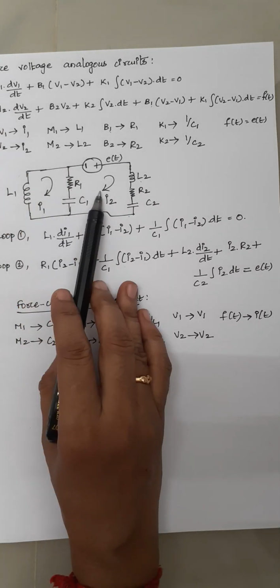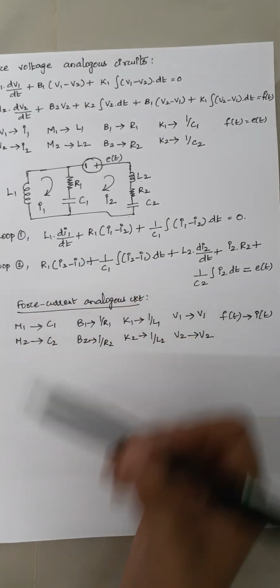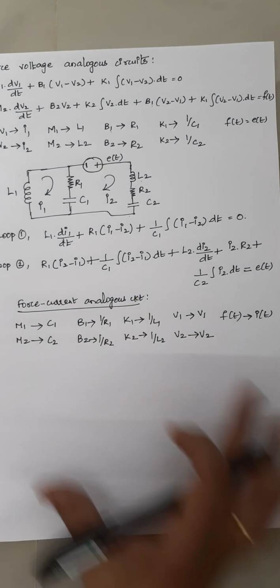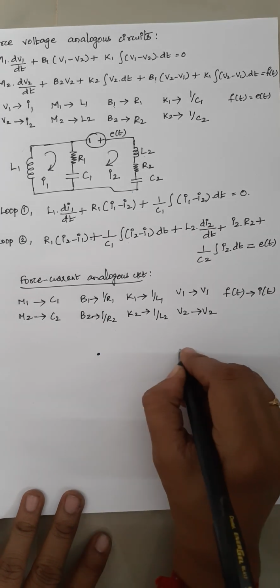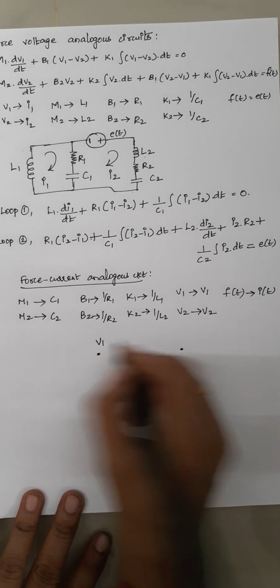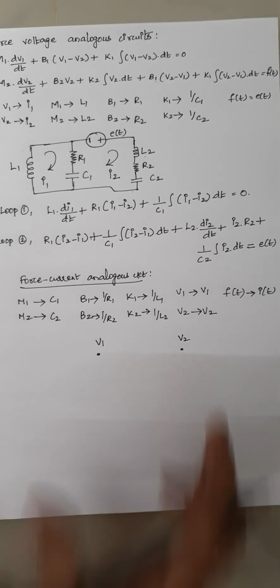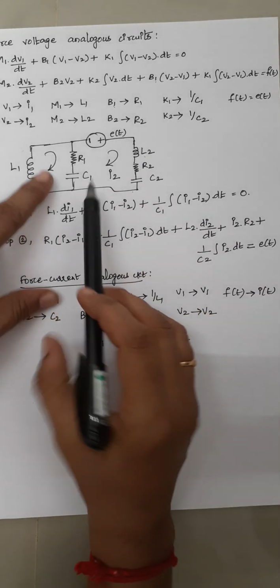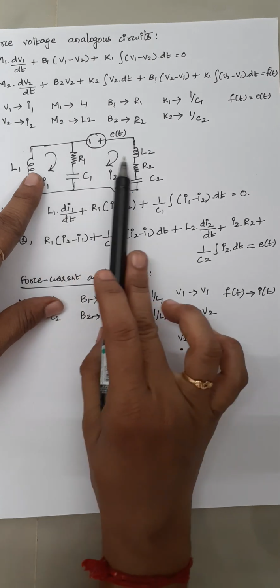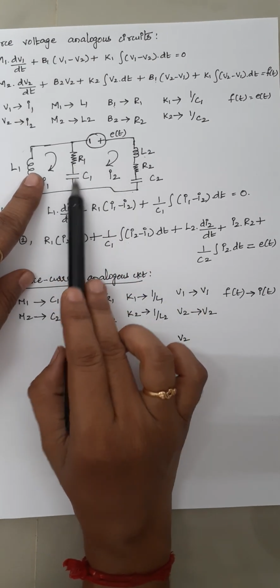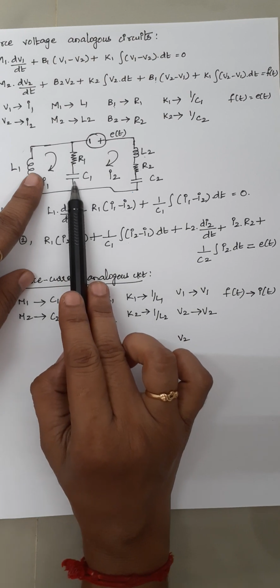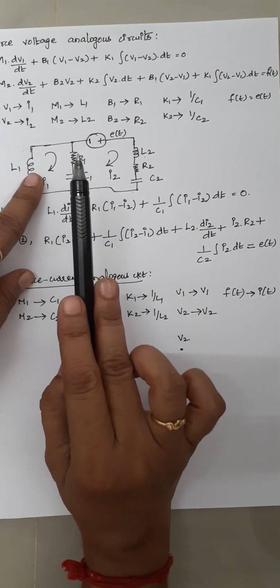So here we are having two loops. So for this current analogous circuit, we will be having two nodes. Okay, so just mark this as node 1 and let this be node 2. Let this be V1 and let this be V2. So here for loop 1 and loop 2, the common elements are R1 and C1, and this R1 C1 are connected in series here. So we have to draw these two elements in parallel.